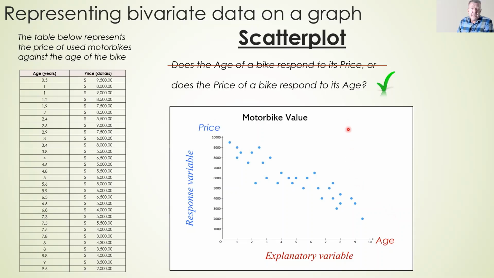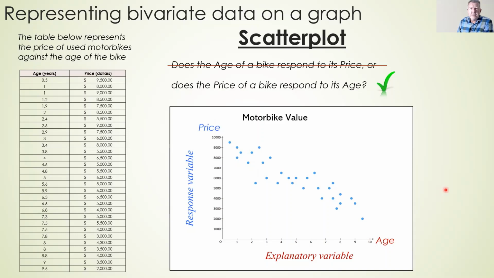So important things to take out of this. Put your variables in the sentence. Figure out which one's your response variable, which one's your explanatory variable. Label them, and draw your axes and plot your points.